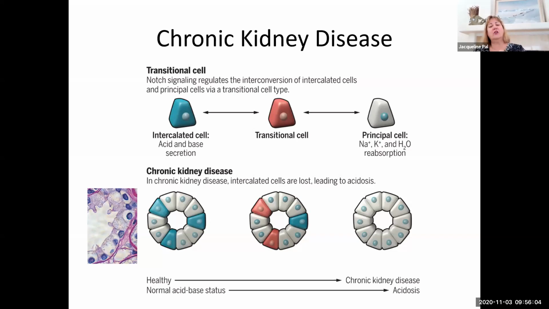And so in the cartoon drawing, you can see some of those intercalated cells becoming transitional cells. And as the renal disease progresses, what you end up with is a collecting duct that is all principal cells. So at this point, you can no longer secrete any hydrogen ions to maintain acid-base balance. And so patients with chronic kidney disease have a chronic acidosis as a result of this.